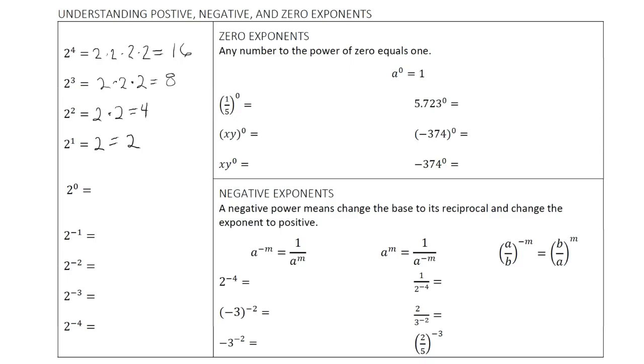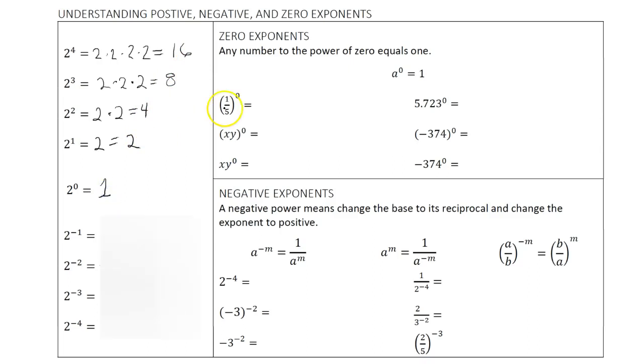Notice that each time we went down by a power, we divided by 2. Thus half of 16 is 8, half of 8 is 4, half of 4 is 2, and half of 2 is 1. So in fact, every time you have a zero power, it always equals 1. 2 to the zero power equals 1. Anything to the zero power equals 1.